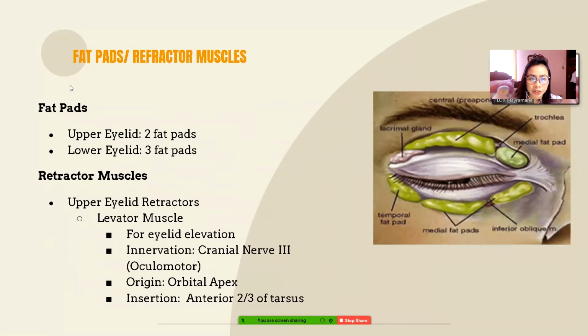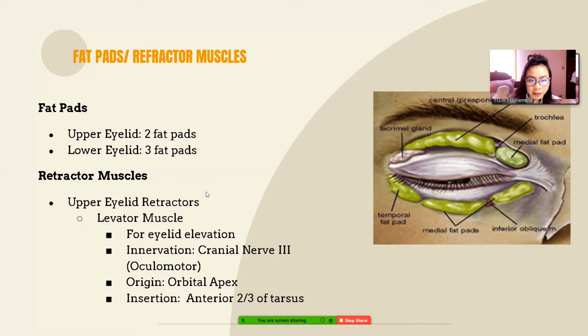We have also the fat pads and the retractor muscles. Fat pads by location comprise five fat pads, divided by the upper eyelid and lower eyelid. For the upper eyelid, we have two fat pads: the medial fat pad and the central fat pad. For the lower eyelid, it comprises three fat pads: the inferior oblique, medial fat pad, and temporal fat pad.